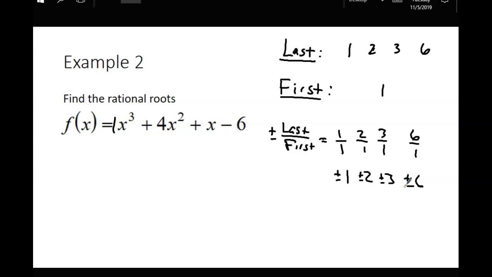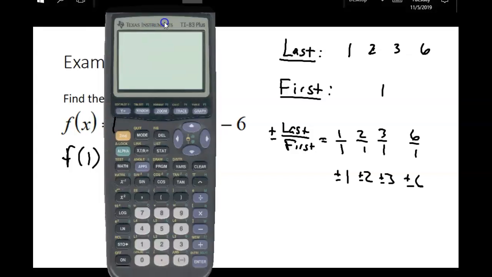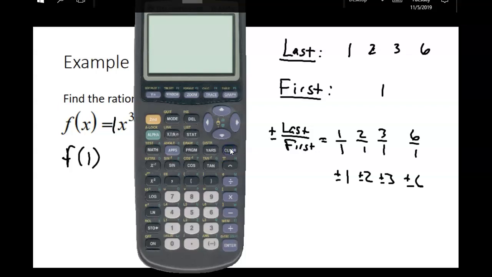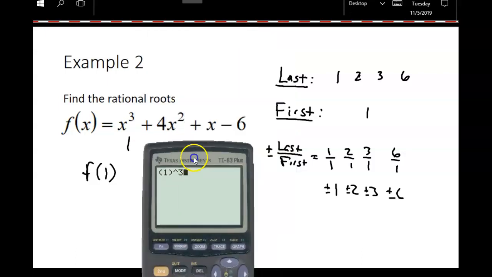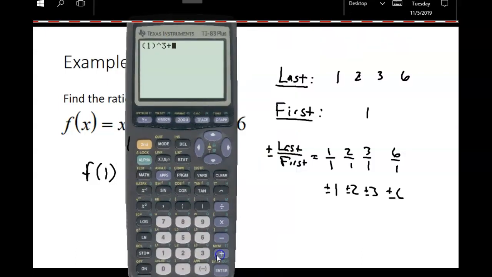Now, you always want to start off with the easier ones. So let's start off with 1. So I'm just going to write this. I'm not going to plug it in here. So I'm just going to show my work on a calculator. Ready? So take your calculator and let's type it. So we have x cubed, right? So let's put parentheses 1 to the power of 3. What's next? 4x squared. So plus 4 parentheses 1.